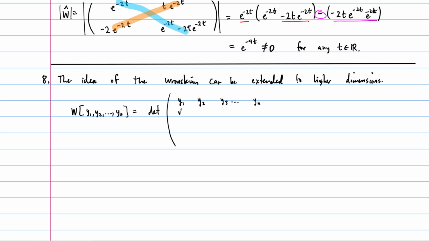The next row is going to be the first derivatives: y1 prime, y2 prime, y3 prime, all the way over to yn prime, and then it goes all the way down. It's got to be a square to take a determinant, right? So it's going to go all the way down to the n minus first derivative: y1 n minus 1 derivative, y2 n minus 1 derivative, y3 n minus 1 derivative, all the way over to yn n minus 1 derivative. Okay, and so we take the determinant of this, that gives us the Wronskian of n functions. That's how you compute the Wronskian of n functions.